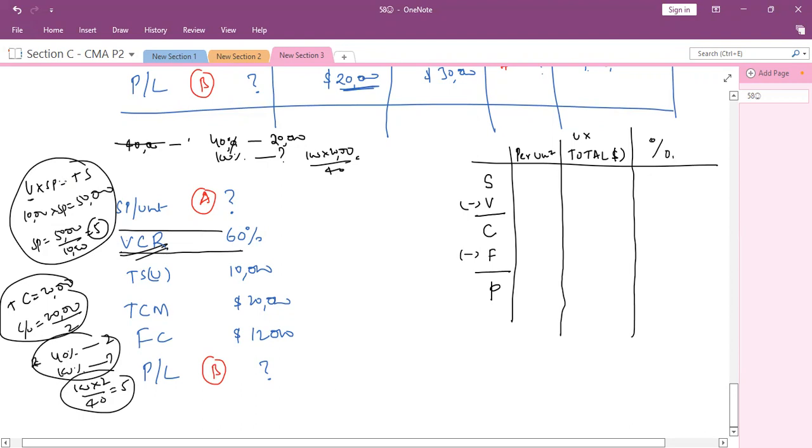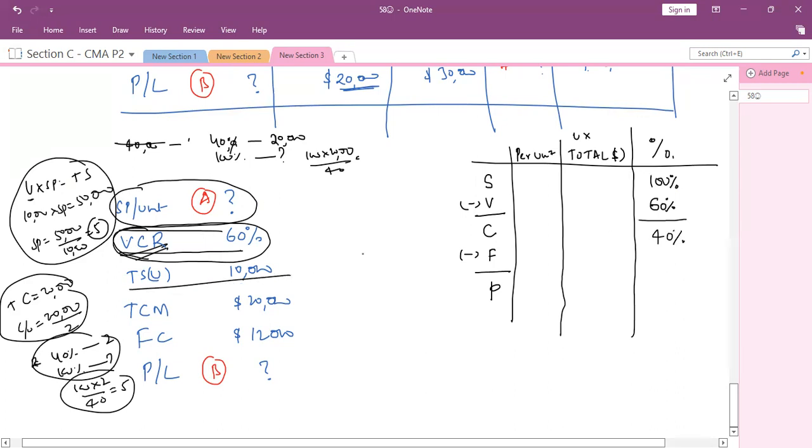Now, given information: selling price per unit is not given, correct? But variable cost ratio is given, so this is 60%. Variable cost ratio means this is 60%, correct, sir? Correct. And always sales are 100%. Am I right or wrong? Absolutely. Then what is the contribution? 40%.